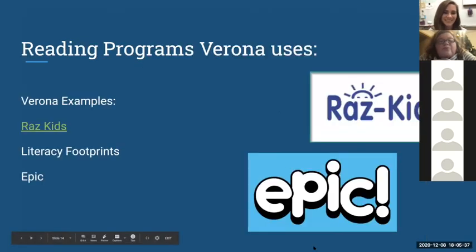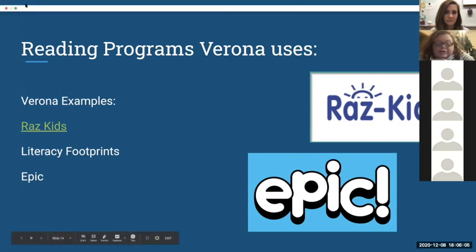Next. Verona uses several different reading programs to help supplement with reading. They use a variety of reading programs just to meet the diverse needs of our students who have IEPs. So the three programs do focus on phonics, reading fluency, reading comprehension, and vocabulary. An example of this is Raz Kids, which can be used as a reading tool.